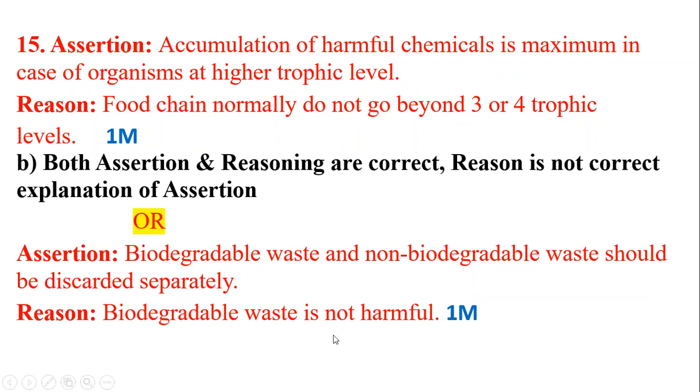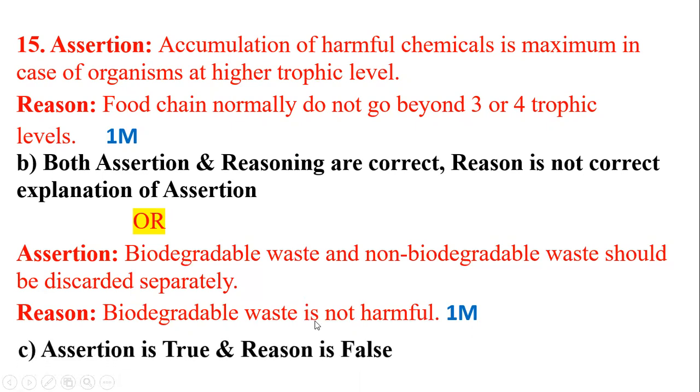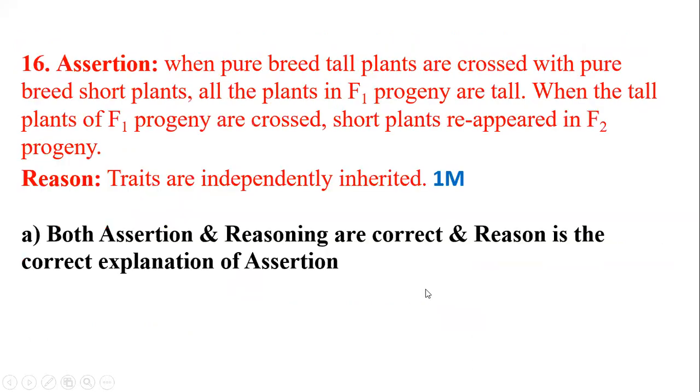Even though it is biodegradable, it may cause some disadvantage. It may cause some discomfort, no, discomfort to the environment. That's why we can't say biodegradable waste is very safe. We can't say like that. So the assertion is a correct statement and the reason is not correct. That's why we can choose option C as the answer. C: assertion is true, reason is false. Got it? Move to the next question.